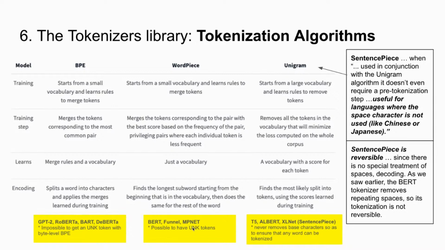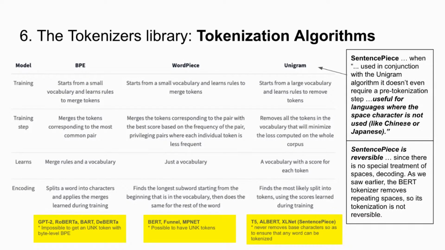With BERT, Funnel, and ProphetNet, these represent WordPiece tokenizers. It's possible to get unknown tokens. For Unigram, some example architectures would be T5, ALBERT, XLNet. These all use a particular form of Unigram, which is called SentencePiece, which is really common. And just as a note, it never removes base characters, so as to ensure any word can be tokenized. So I think it's almost rare to never that you're going to get unknown tokens here. Not absolutely sure about that, but I'm pretty confident that's right.